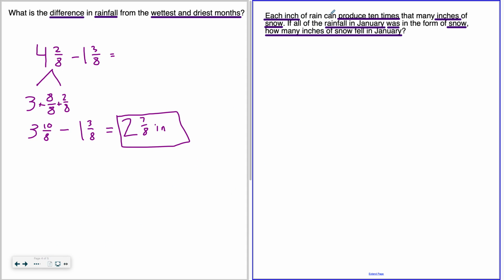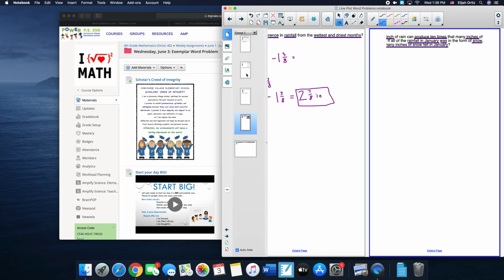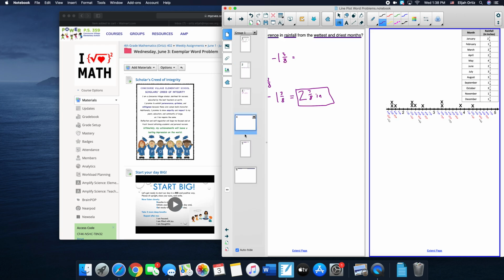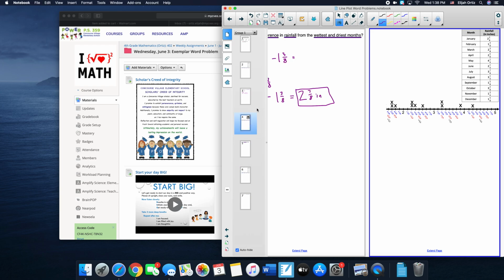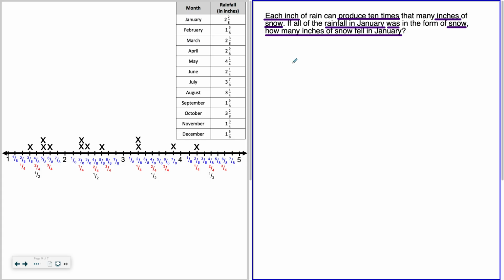Each inch of rain can produce 10 times that many inches of snow. If all the rainfall was in the form of snow, how many inches of snow fell in January? Let me exit again because I want to move this here, so that way we can see. Okay, there we go. And full screen.